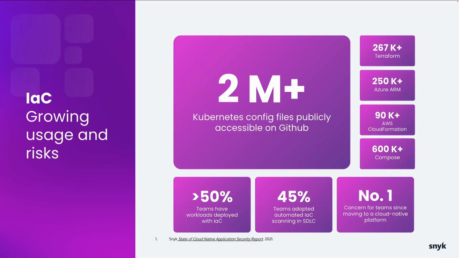Now let's consider the infrastructure as code space. So in this survey, what we find is that there are hundreds of thousands of infrastructure as code, or IAC, files out there in public repositories and countless others in private repositories that we can't see. And according to our report, the number one concern of moving to cloud-native application development is IAC security. And over 50% of the respondents have workloads deployed using IAC. So the takeaway here is that IAC is growing in usage and adoption, so we need to make sure that the IAC we deploy is secure.